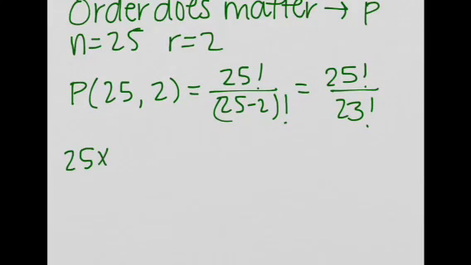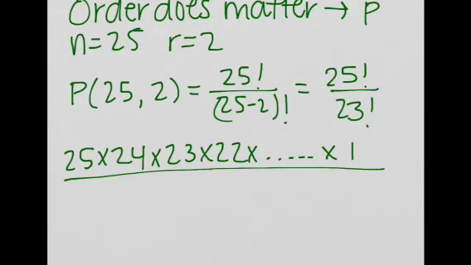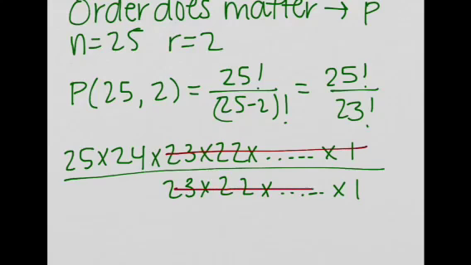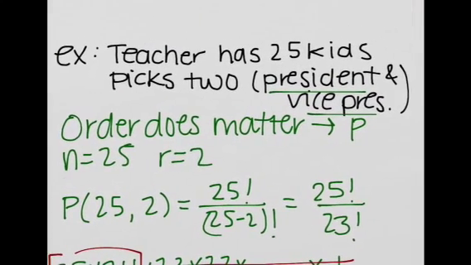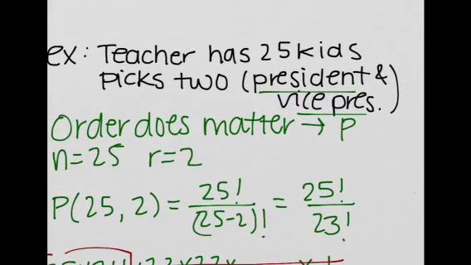This is just equal to 25 times 24 times 23 times 22 times and so on down to 1. And the bottom is equal to 23 times 22 times and so on down to 1. So realize that all of 23 factorial divides out. So we are just left with 25 times 24. And so 25 times 24 is just 600. So the teacher has 600 ways to pick the president and the vice president.